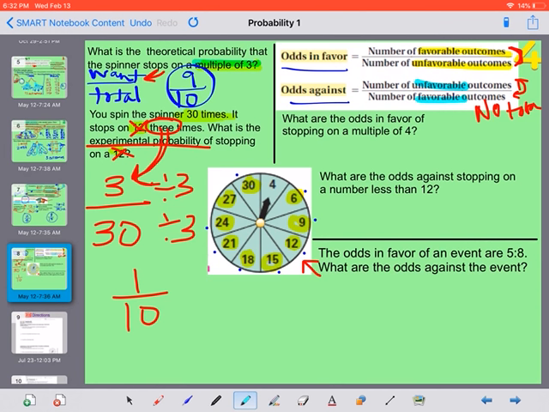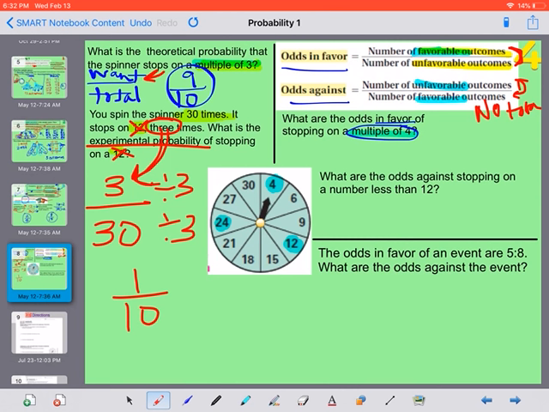So let's look at an example. It says, what are the odds in favor of stopping on a multiple of 4? So let's figure out, how many times could we land on a multiple of 4 on this spinner? We're still looking at the same spinner. So we're looking for multiples of 4. That's what we're favoring. Number's 4. So 4 is a multiple of 4. 12 is a multiple of 4. What else? 24 is a multiple of 4. I think that is it.